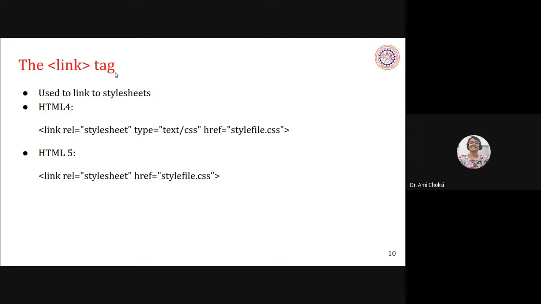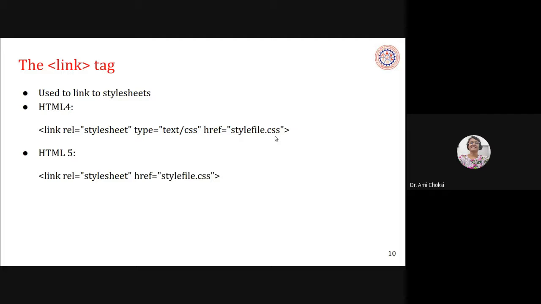For link, for the style sheet, which provides style to our HTML content. For that, in HTML4, we used to write link rel equal to stylesheet, type equal to text slash css, and href equal to whatever our CSS, that is cascading style sheet, file is. That is, say, for example, stylefile.css.